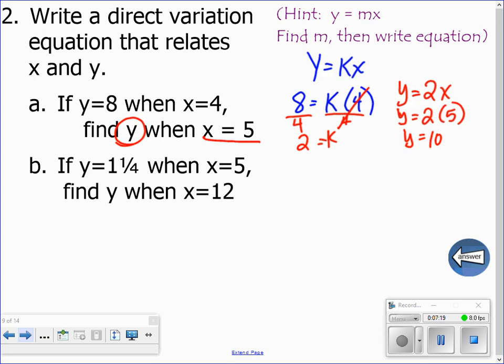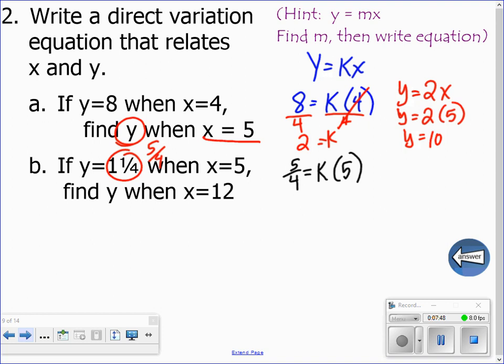So we have y equals 1 1/4 when x is equal to 5. The one thing I would do here is I would change this 1 1/4 to an improper fraction, which would be 5 over 4. It's going to be a little bit easier to deal with when we want to multiply. So here, again, our y is 5 over 4. We're looking for k: 5 over 4 equals k times 5. I would divide both sides by 5.